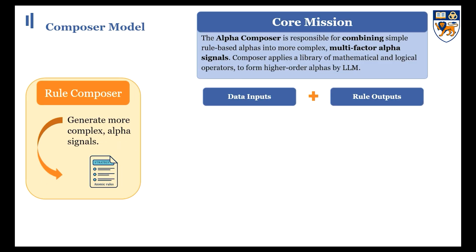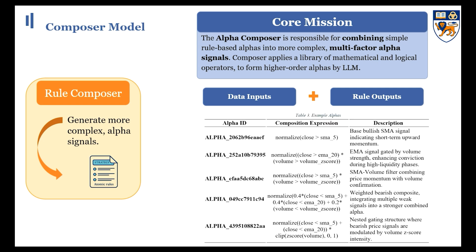After the rules are generated, the Composer module combines these atomic alphas into multi-factor signals. It takes both data inputs and rule outputs, applying mathematical and logical operators to transform simple rule-based alphas into more sophisticated composite signals. This LLM-guided reasoning enables the Composer to move beyond brute force combinations. Instead, it builds strategically meaningful and explainable compositions that enhance trading robustness.